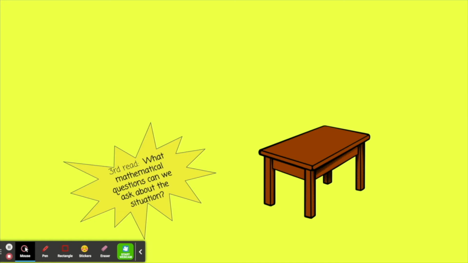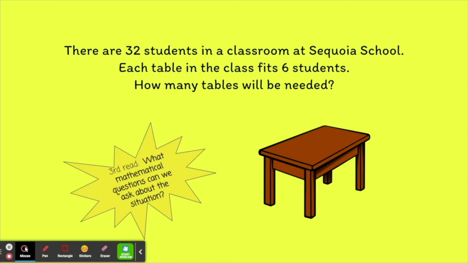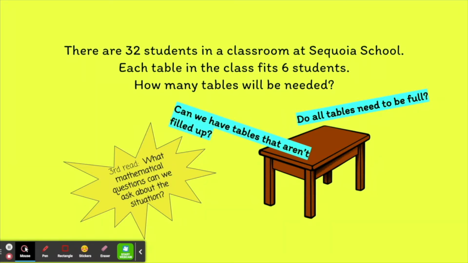All right, so our third read. What mathematical questions can we ask about this particular situation? So this is where you put your thinking caps on. You try to come up with some questions that might go into the statement itself. Do all the tables need to be full? Can we have tables that aren't filled up? And are they the same size tables? Now, some of these questions may be something that we can actually use, and some of them, like the same size tables, don't necessarily matter, but it's to get your students thinking and get their brains moving.